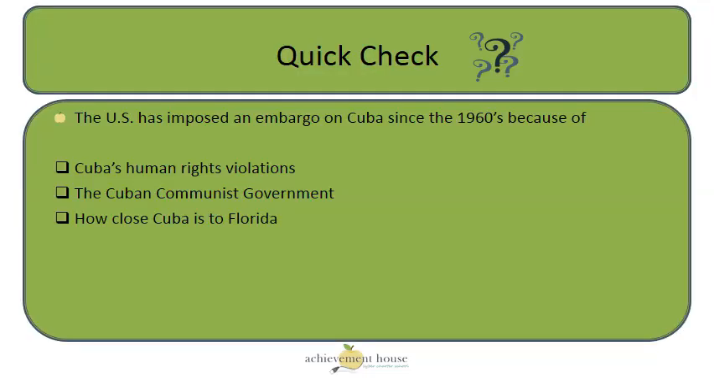Let's do a quick check. The U.S. has imposed an embargo on Cuba since the 1960s because of Cuba's human rights violations, the Cuban Communist government, or how close Cuba is to Florida. If you said human rights violations and the communist government, you'd be correct.